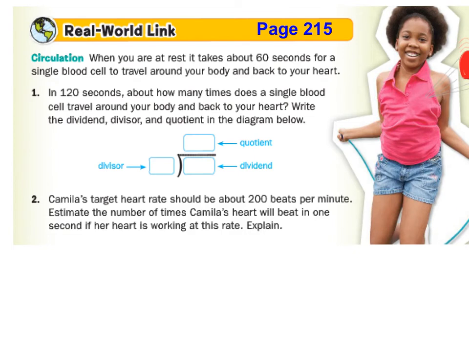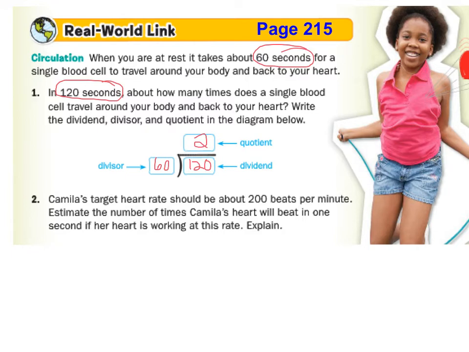Let's look at the real world link on page 215. When you are at rest, it takes about 60 seconds for a single blood cell to travel all the way around your body and back to your heart. So in 120 seconds, about how many times does a single blood cell travel around your body and back to your heart? Write the dividend, divisor, and quotient in the diagram below. So on this one, our divisor would be 60 seconds. The total amount of time was 120, and 60 goes into 120 2 times, so 2 is our quotient.